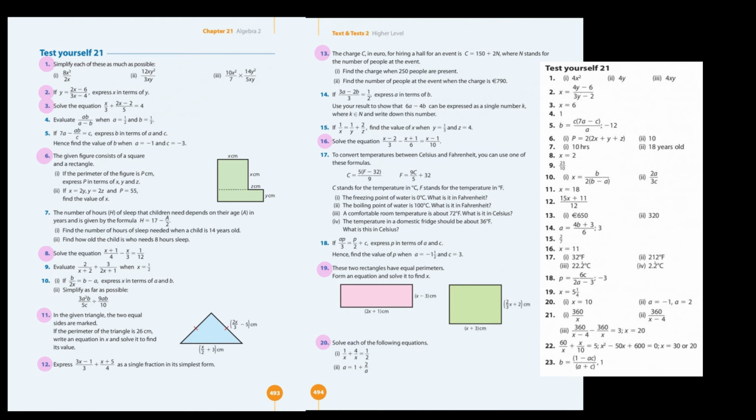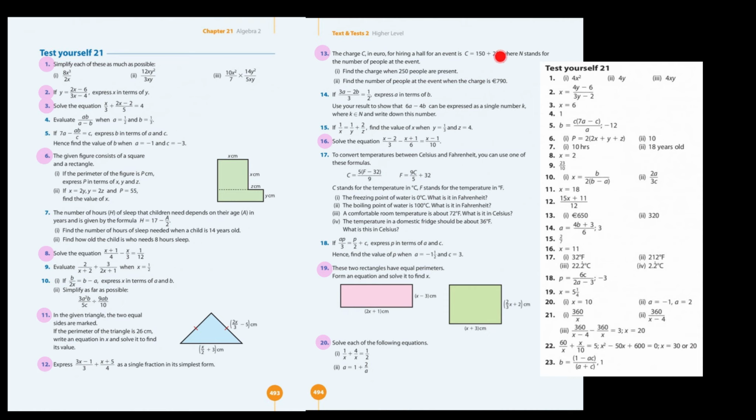I know I'm only talking through these, but this is just to help you when you're doing your revision. Okay, question 12 is a single fraction in its simplest form, so you need to get a common denominator, which in this case will be 12, and again you can watch the video on algebraic fractions on YouTube.